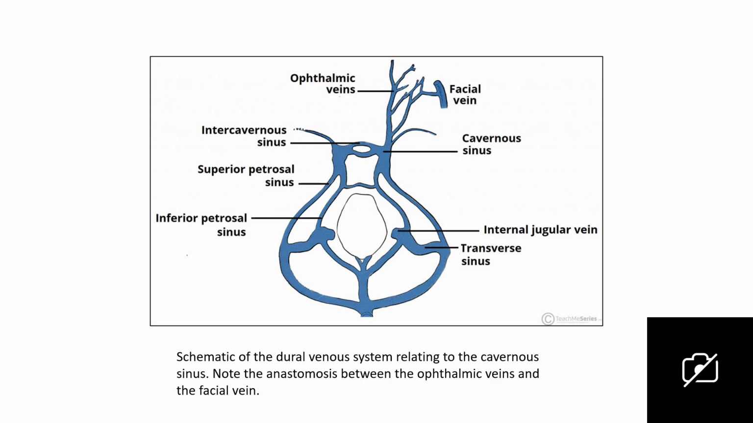This is what is shown on the left side of the diagram. Similarly, there is an accurate mirror image on the right side, and both sides, left and right, are connected by the intercavernous sinus. Then you have the superior petrosal sinus and the inferior petrosal sinus. And then you have the internal jugular vein and the transverse sinus. This is a schematic of the dural venous system relating to the cavernous sinus. Note the anastomosis between the ophthalmic veins and the facial vein.